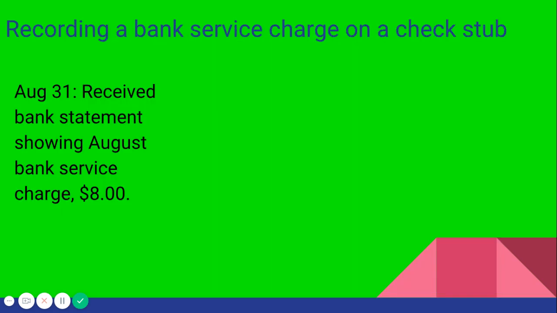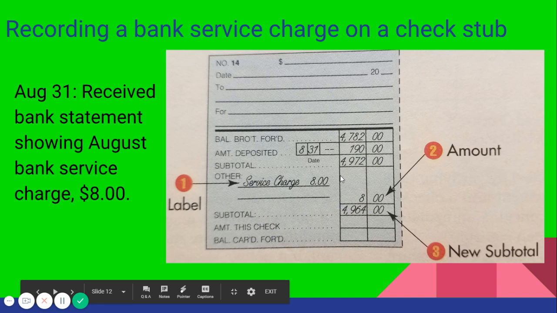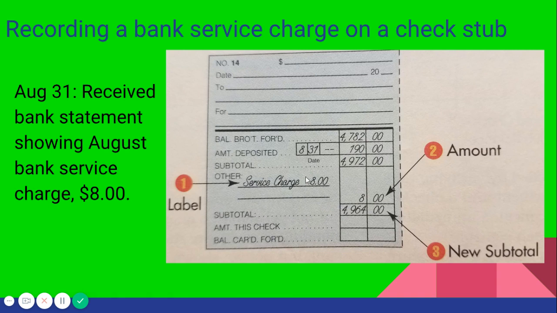Let's look at an example. Recording a bank service charge on a check stub. So this example says: August 31st, received bank statement showing August bank service charge of $8. On our check stub, the part on the left, we'd fill in right here in the middle where it says other, we'd write in service charge, the amount, and our total of how many service charges would be on this line. And then we subtract them to get our subtotal.